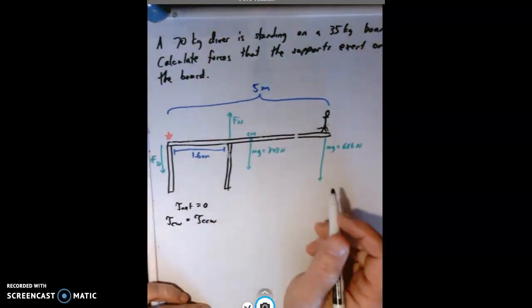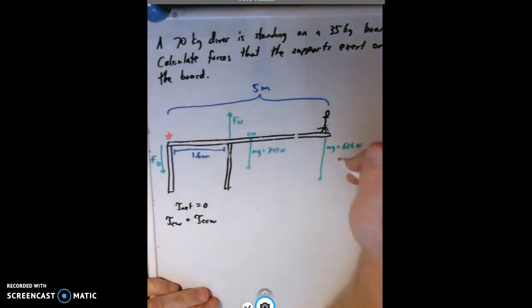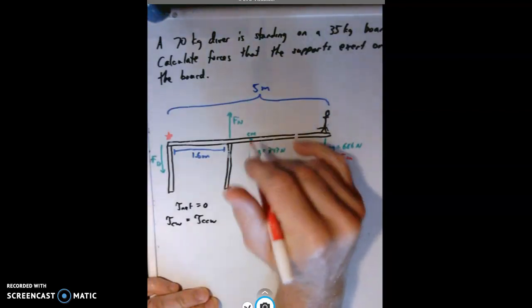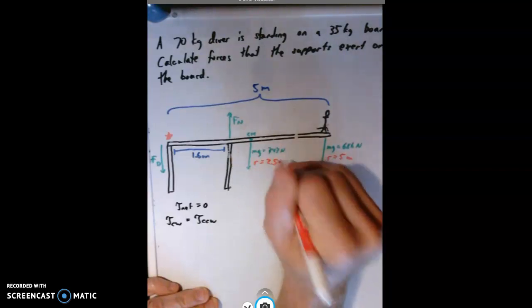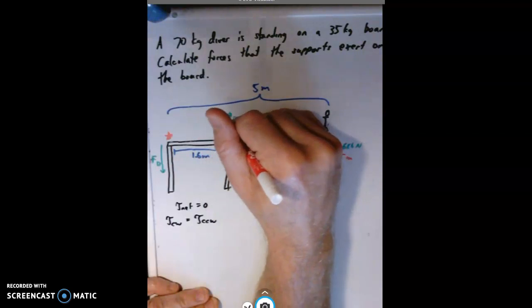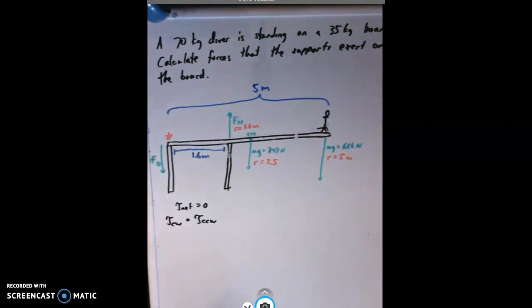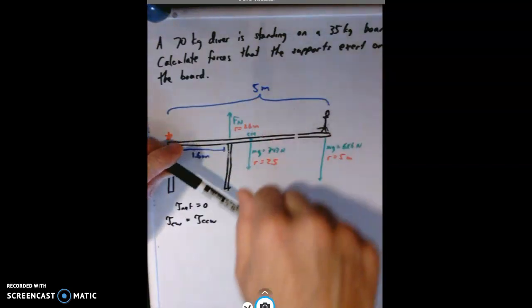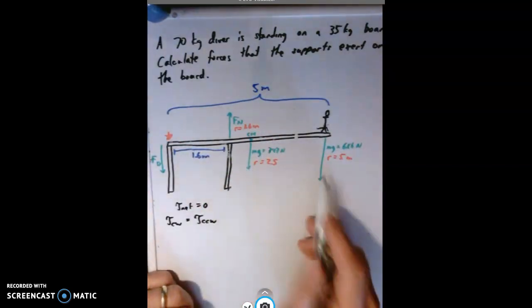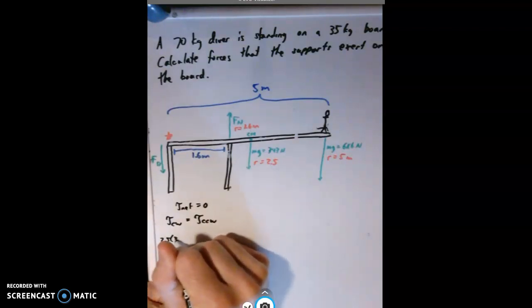So for my clockwise torques, I have to define what the radii are. This one, R, is 5 meters. This one is halfway, since we're assuming a uniform board, so R is 2.5. And this one we're told is 1.6 meters. Now let's see my clockwise torques. Anything that's going to push and make it move clockwise would be this one and this one. I've got 2.5 times 343.